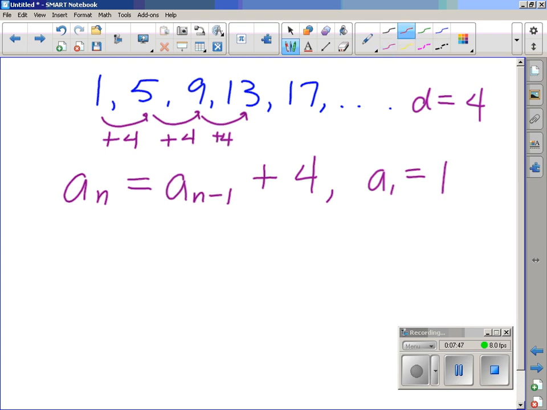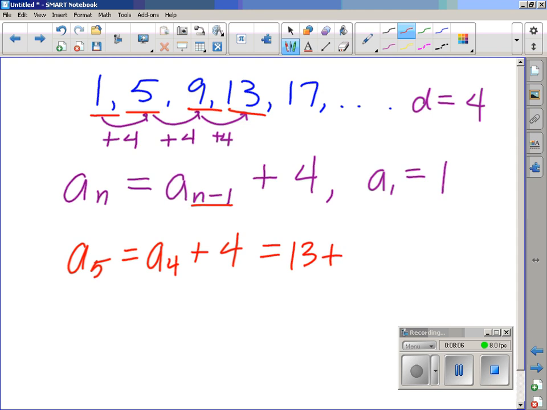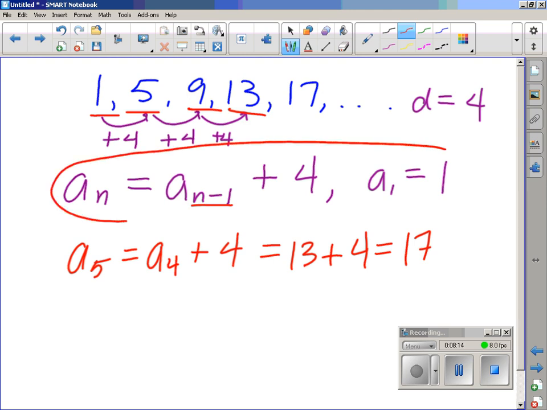So to check it, let's just pick the fifth term. We're going to let n equal 5. If n is 5, then n minus 1, 5 minus 1 is 4, plus 4. The fourth term, first, second, third, fourth. The fourth term was 13. So 13 plus 4 is 17. That tells me that the fifth term was 17. So we know that our recursive rule was correct.